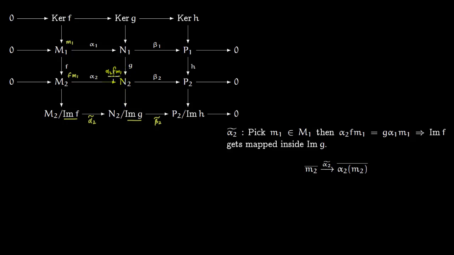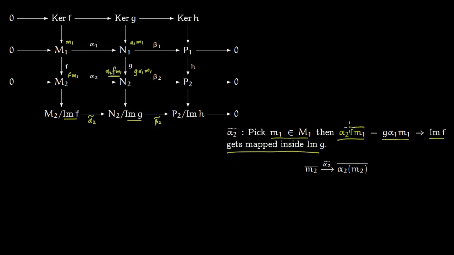Now we have to show that this would lie within the image of g, because the image of f has to lie within the image of g. So this is just from the commutativity of this square. You take m1, apply alpha 1 to it, you get alpha 1 m1 here, then you apply g to it, then you get g alpha 1 m1 here, and this square is commutative, so these two elements are equal to each other. So that's what we have said here. Pick m1, and then you get alpha 2 f m1 right here. This is equal to g alpha 1 m1 right here. So this implies the image of f gets mapped inside the image of g.